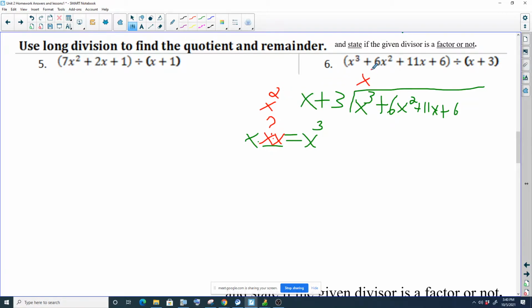So we put an x squared there. And then we do the times symbol right here. So x times x squared is x cubed. And that's what we wanted. We want them to match up. But if you do the x, you also have to do the 3. So 3 times x squared is 3x squared. Nice, nice, nice. And then we're going to go ahead and change the signs.